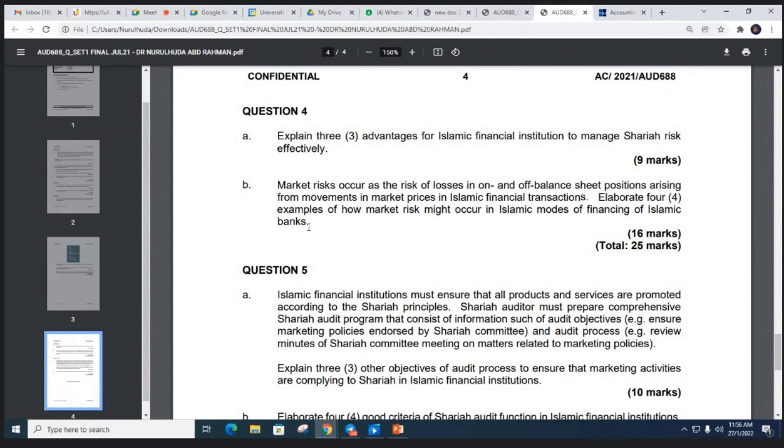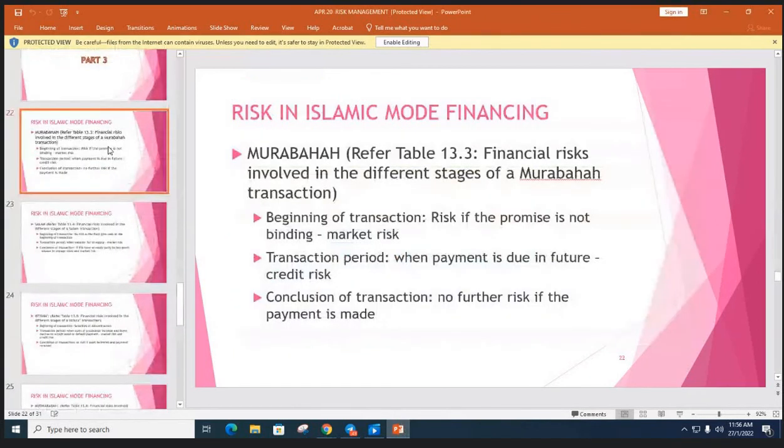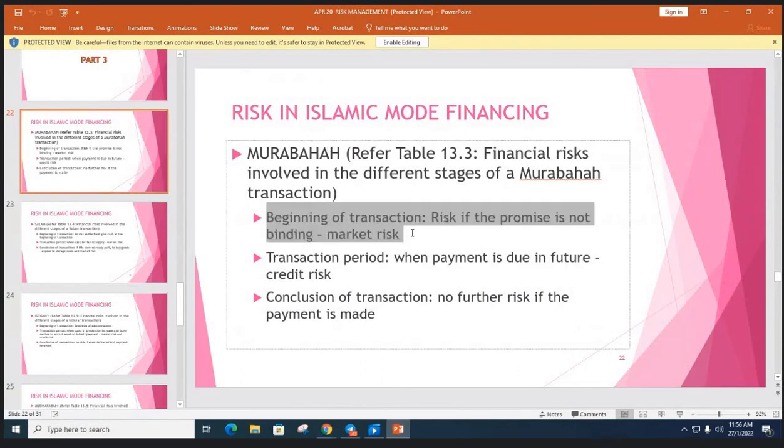Doctor, for this question, we need to relate the before transaction, during transaction and the closing. Elaborate, for example, how market risk occur. For example, murabahah. Okay, so you say it. Market risk occur in murabahah during the beginning of transaction, if the promise is not binding. Explain what it is too.